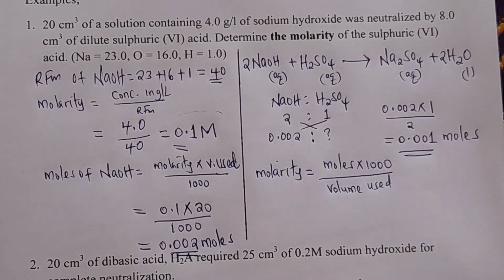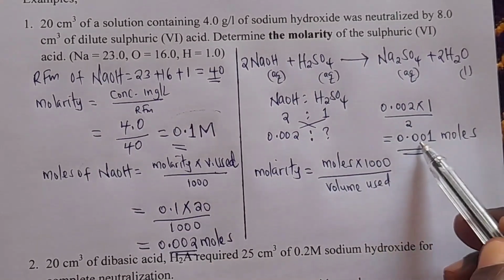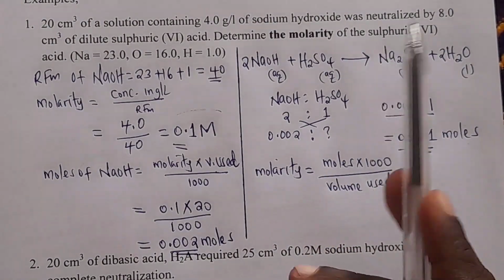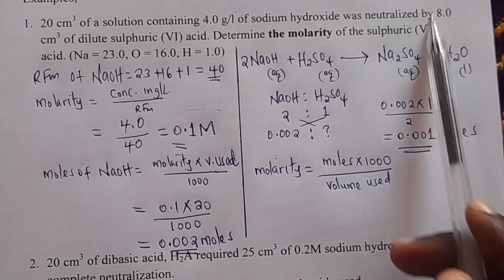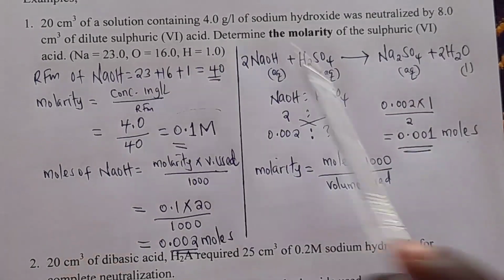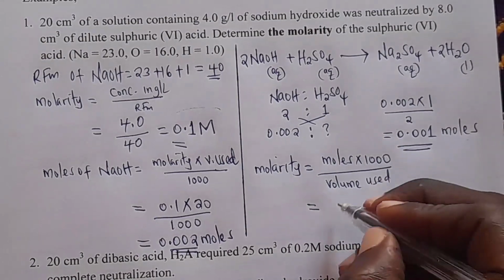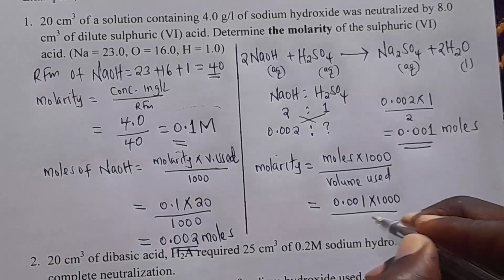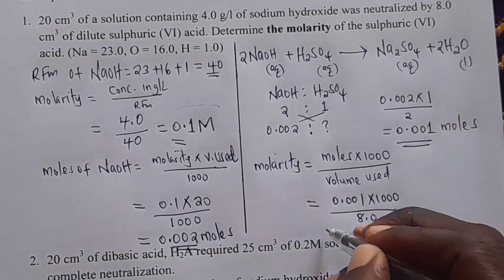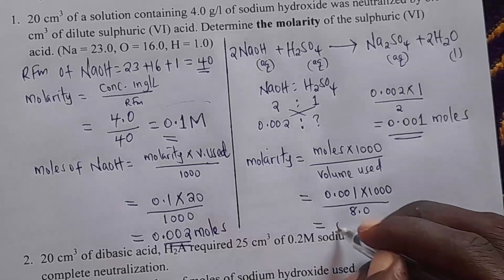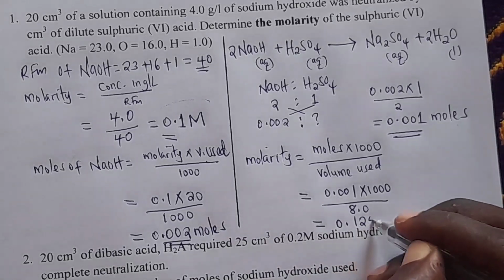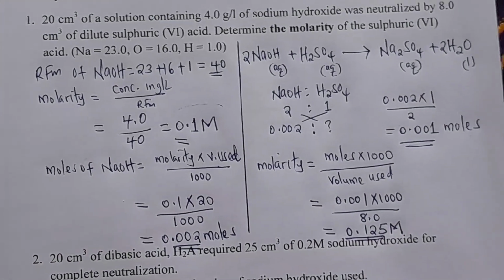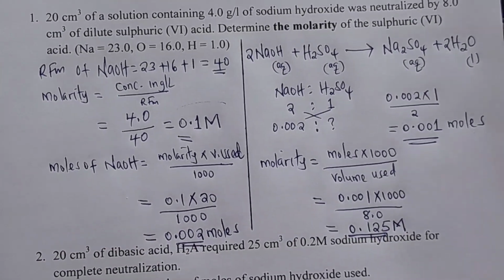So in this question, we have the moles of sulfuric acid to be 0.001 moles. We have the 1000 in the formula, and the volume used here will be 8.0 because the volume of the sulfuric acid, or the volume of the analyte, is given. So this will be equal to 0.001 times 1000 divided by 8.0. So here we are going to get 0.125 mole as our molarity. Okay, that's the end of that question. We are going to go to question number 2.